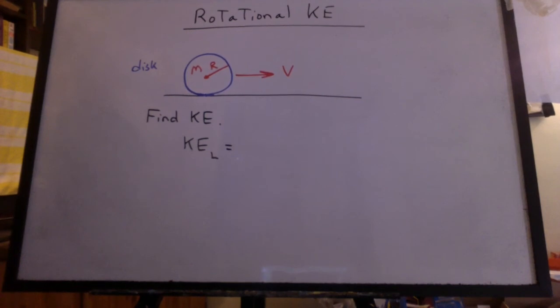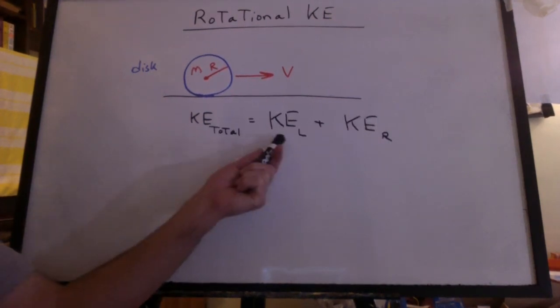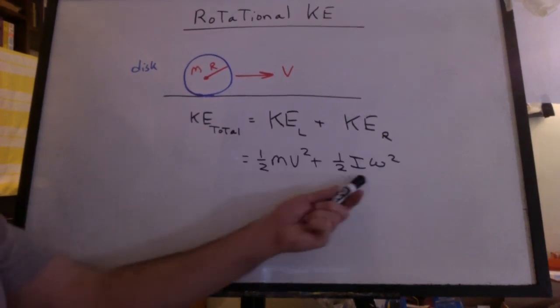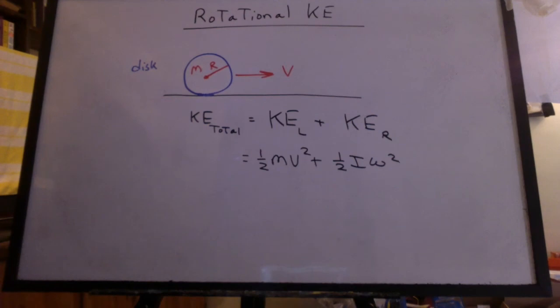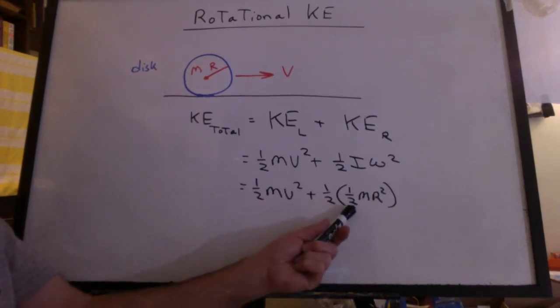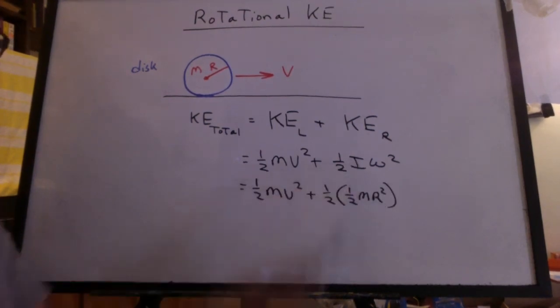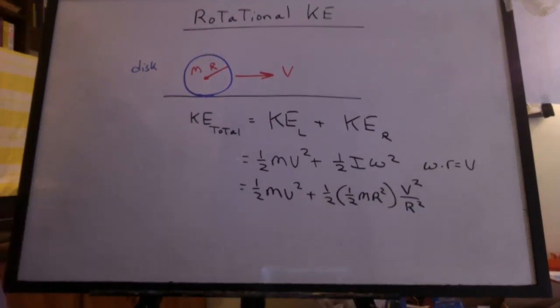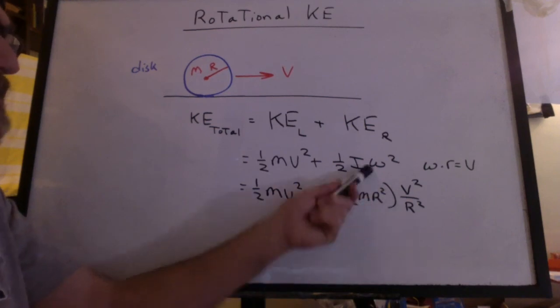Does it have linear kinetic energy? That was easy. Does it have rotational kinetic energy? Yeah, 1/2 I omega squared. But how do we add them up? The total kinetic energy is the kinetic energy linear plus the kinetic energy rotational. Now we just have to get some common terms here. We can put in the inertia, 1/2 mr squared for I. And since we know omega times r equals v, we can put in v squared over r squared for omega squared.